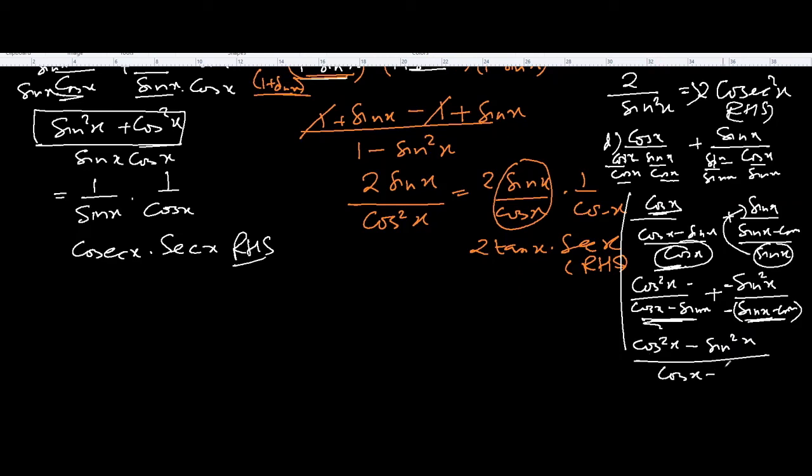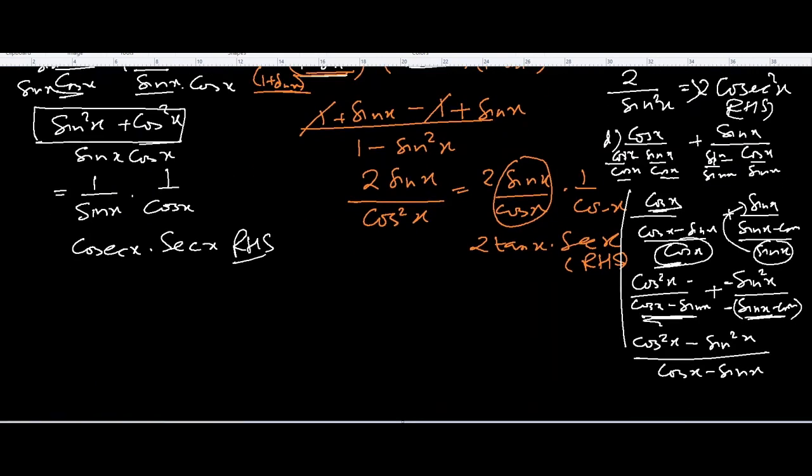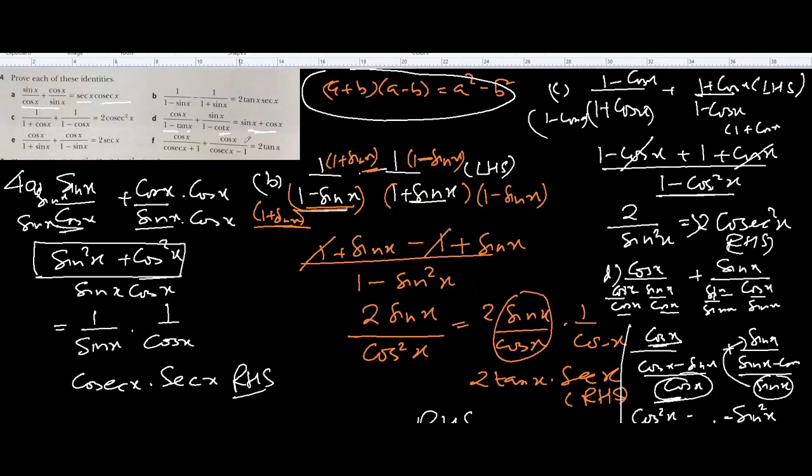Now we'll take the same identity we took for parts A and B, A square minus B square. They are in the format of A square minus B square, so we can write them as cos x plus sin x times cos x minus sin x, divided by cos x minus sin x. Now this part and this part cancel. We are left with cos x plus sin x only, which should be the RHS. Let's confirm.